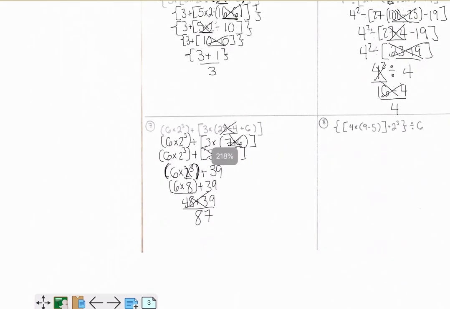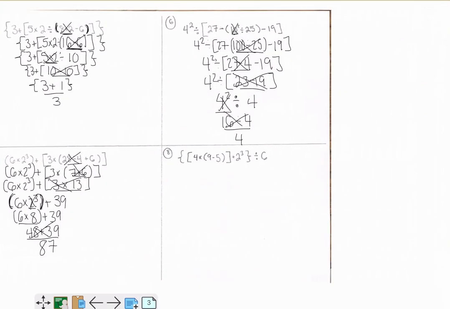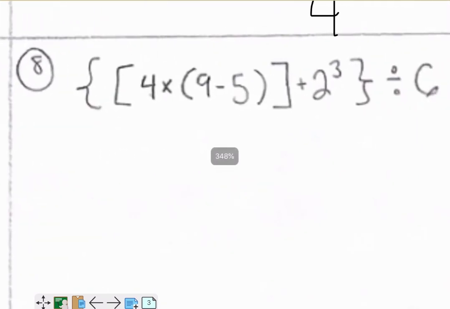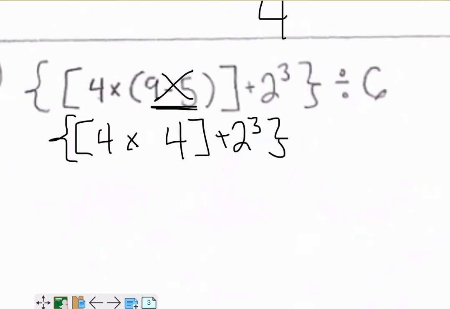And we're on to our last problem, our last evaluating expression or order of operations, where we have braces, then we have our brackets, but then inside of all that we have our parentheses. 9 minus 5 is 4. Cross it out, bring everything else down. I'll apologize for my braces. Plus 2 cubed brace. Divided by 6.